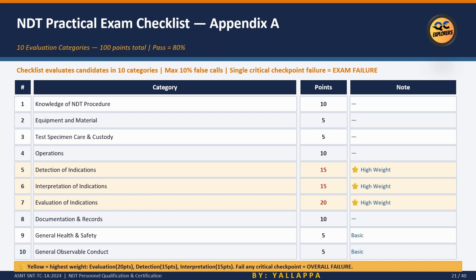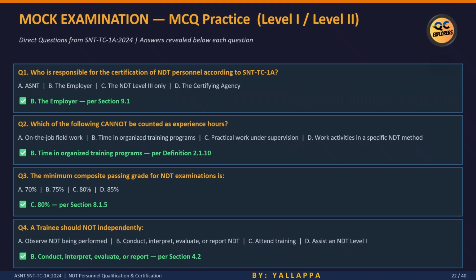Another critical rule. Maximum false calls allowed are 10%, and failure of any critical checkpoint results in overall examination failure. This is extremely important during practical assessments and employer qualification testing. Now we come to mock examination questions. These are very important for revision. Pause the video, try answering yourself, and then compare with the correct answers.